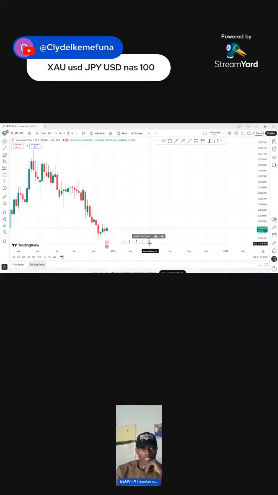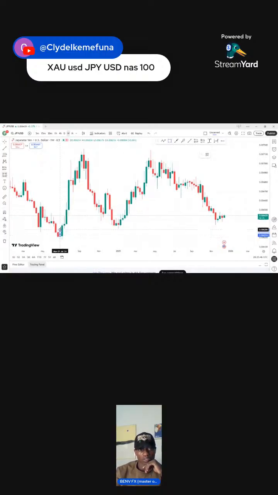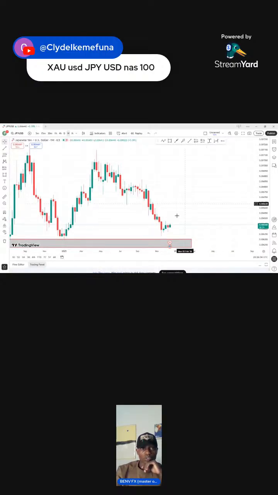As you can see, the market is at a support level in this particular area on the weekly time frame. But regardless, we are still going to the daily time frame to see what it is saying. This is a fair value gap. On the weekly time frame, before you see any massive move to the upside, you still wait for this particular fair value gap to be filled.